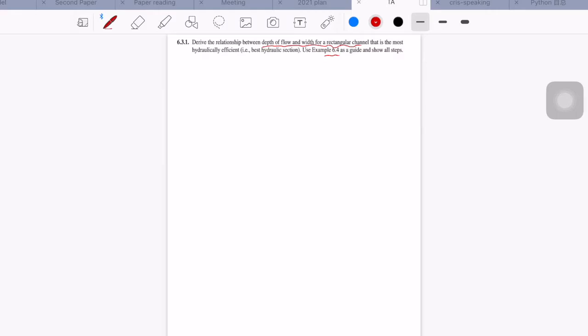steps. So based on the example 6.4, the water cross-sectional area and the wetted perimeter of rectangular sections are A equals B times Y, and the P, the wetted perimeter, equals B plus 2 times Y. And substituting for B, we can get that the P equals A over Y plus 2Y.